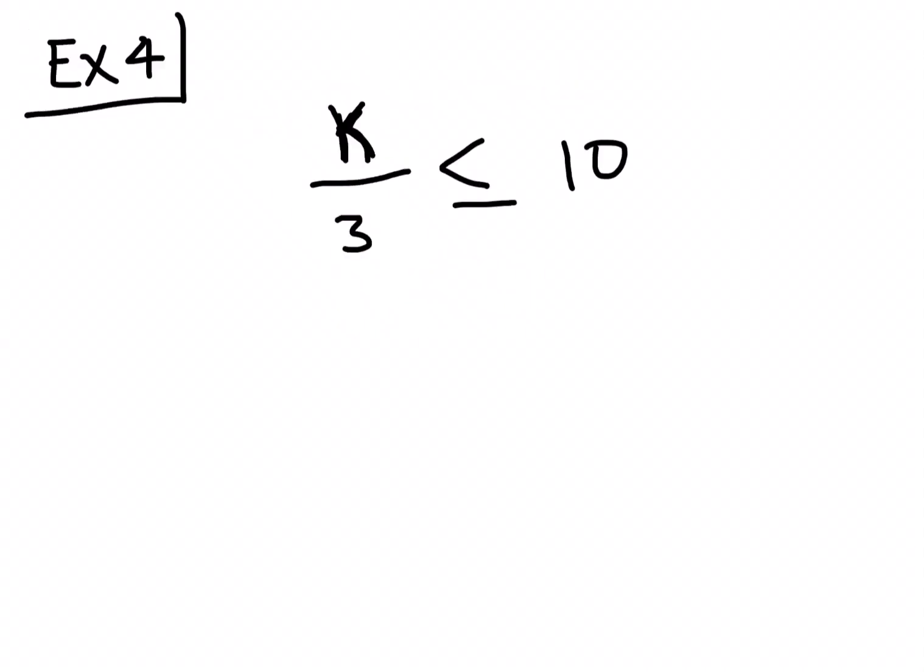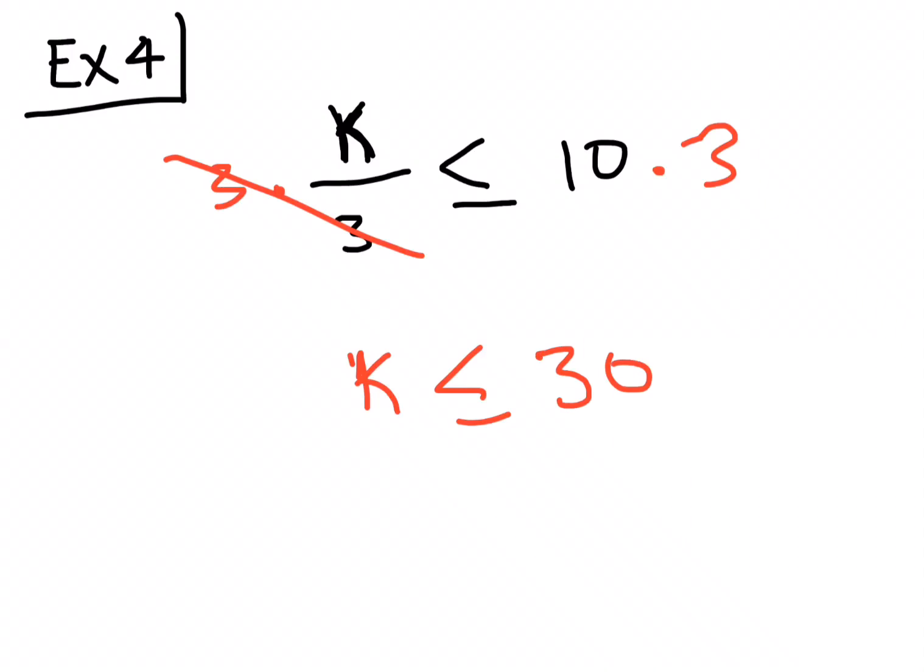Next one. k over 3 is less than or equal to 10. Once again, how do I get rid of the denominator of a fraction so I can leave the variable by itself? I need to multiply by the denominator. So I'm going to multiply by 3. That cancels that out. Multiply by 3 over here. So I have k is less than or equal to 10 times 3, which is 30. Again, my sign did not change because I didn't use any negative.